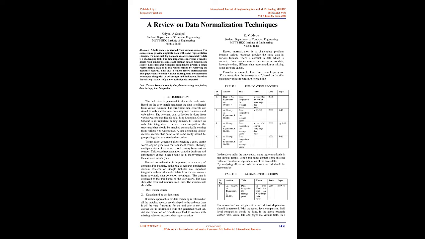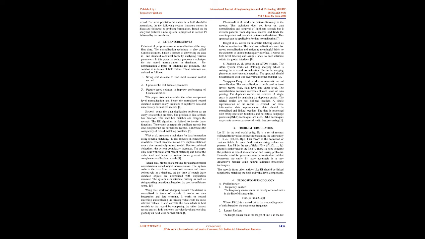In this paper, the author proposes a technique for record normalization in databases. For normalization, three types of solutions are provided in terms of field values. These solutions are enlisted as follows. 1. String edit distance to find the most relevant central record. 2. Optimize the edit distance parameter. 3. Feature-based solution to improve performance of canonicalization. This paper does not consider value component level normalization, and hence the normalized record database contains many instances of repetitive data and unnecessary normalized records too.